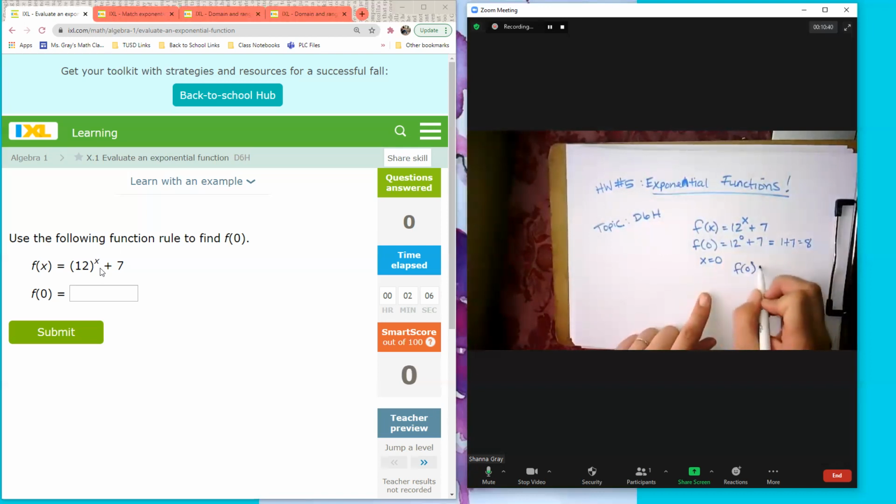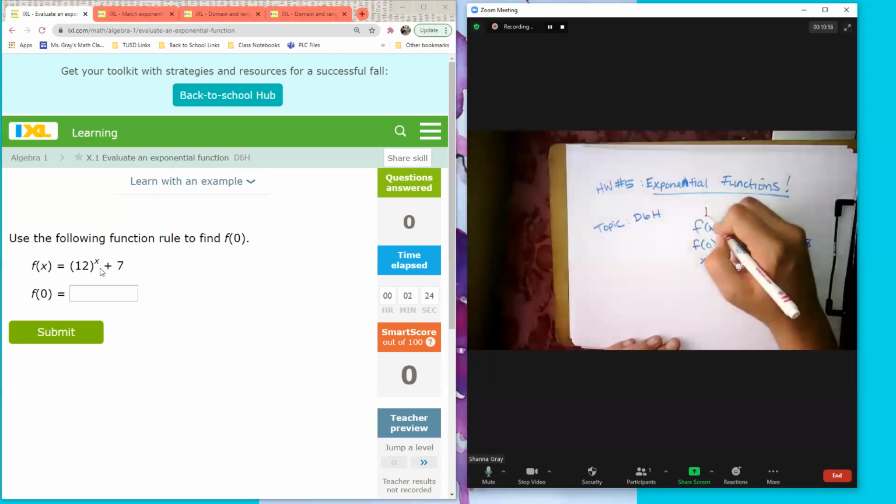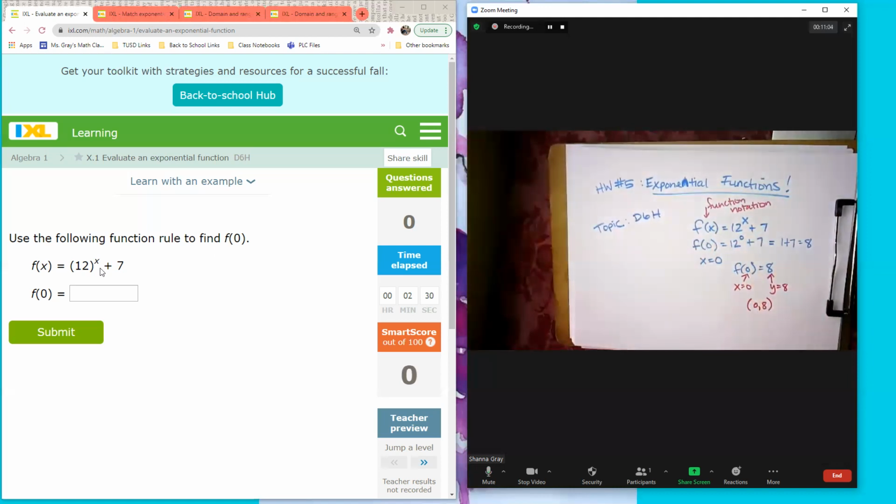So f of 0 equals 8, which really means that on this graph, there is a point where x equals 0 and y equals 8. So this is a point, which is why we use this notation, so you can see the input and the output at the same time. This is called function notation. And it just is telling you what to plug in for x. It's not telling you to multiply f times x. It's saying plug in 0 for x and see what you get. So if I do that here, 8.